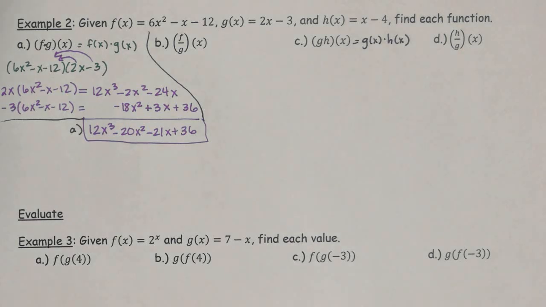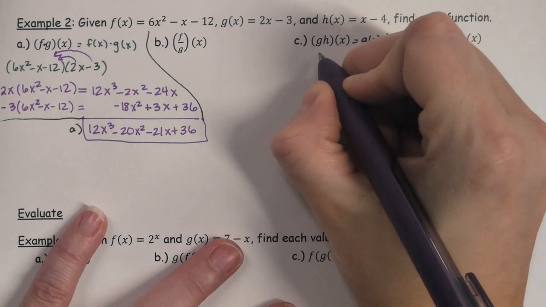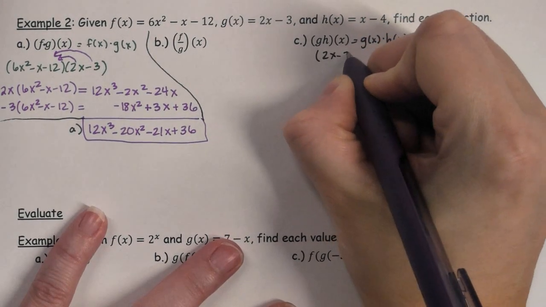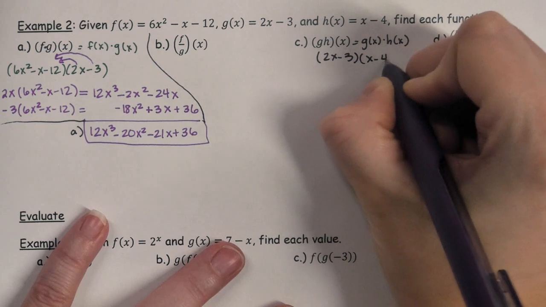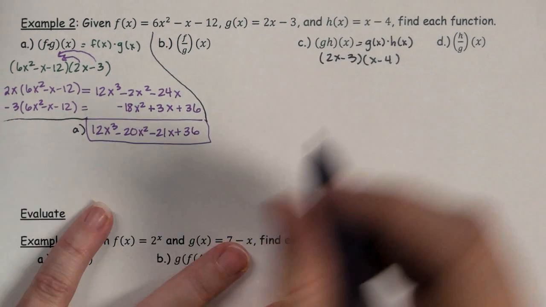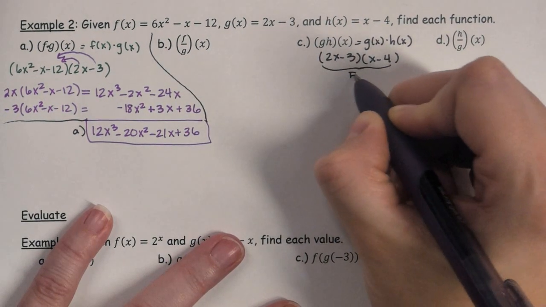Okay, so your g of x is 2x minus 3. Your h of x is x minus 4. So all you had to do was FOIL, right? Remember how to FOIL?